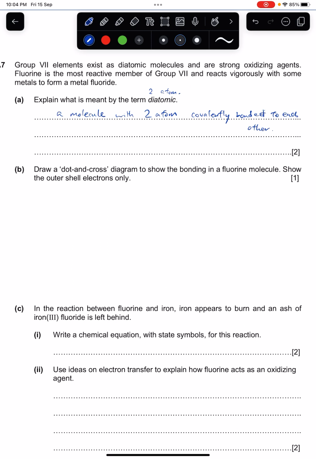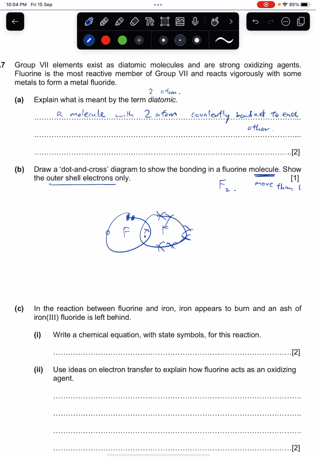Next one, dot and cross. Fluorine molecule. Look at the word molecule means more than 1, right? So if you recall, this is actually F2. Okay, look, outer shell only. So F, cross, cross, cross, cross, cross, cross, cross, dot, dot, dot, dot, dot, dot, dot. So it's a pretty standard 1 mark here.